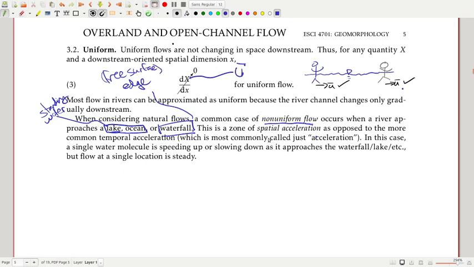And so this is a zone where there's going to be spatial acceleration as opposed to the more common temporal acceleration that we think about, that we usually just call acceleration. And in this case, if you're following along a single water molecule, it is speeding up in time. But if you're standing still and looking at one point, you actually notice that acceleration is happening in space.